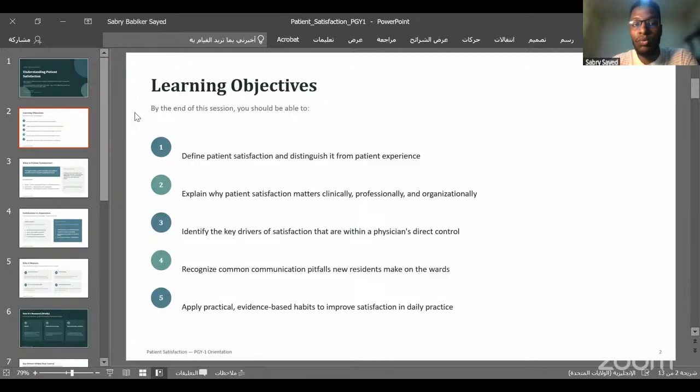You will explain why patient satisfaction matters clinically and professionally, and also hospital-wise or clinic-wise. Identify the key drivers of satisfaction that are within the physician's direct control, and recognize common communication pitfalls new residents can make on the ward or even in the clinic. Apply practical and evidence-based habits to improve satisfaction in daily practice.